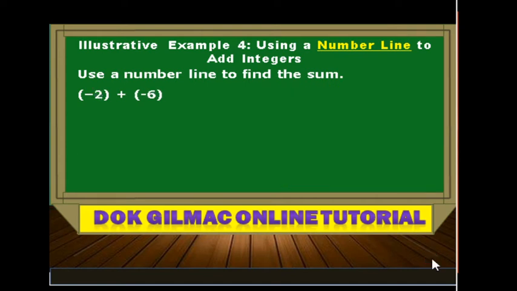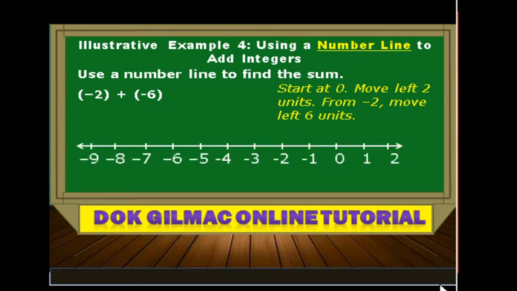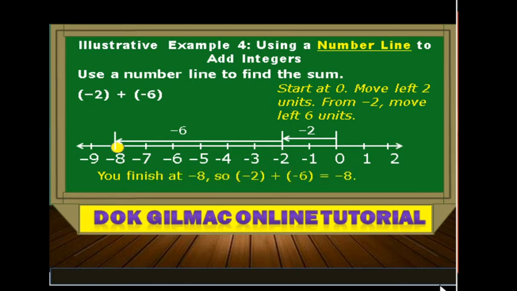Then let's have illustrative example number 4. Again, use a number line to find the sum of negative 2 plus negative 6. Again, we start at 0. We move left 2 units. Then from negative 2, we move 6 units. So as you can see here, it stops at negative 8. So therefore, negative 2 plus negative 6 is just equal to negative 8.